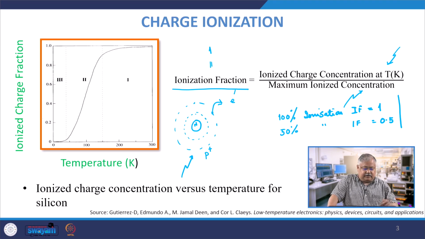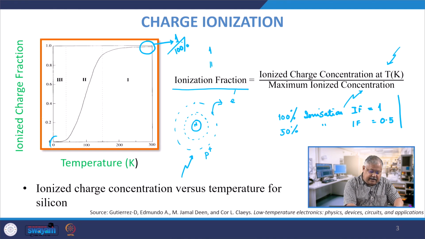Let us look at the left hand side graph, which shows the variation of ionization fraction with respect to temperature. As you can understand, the maximum value will be equal to 1, which means 100% ionized, at point number 1 here. This is where you have it equal to 1, corresponding to 100% ionized, and at the other edge, at 0 Kelvin, it will be around 0, which basically means 0% ionized. These are the two extremes.